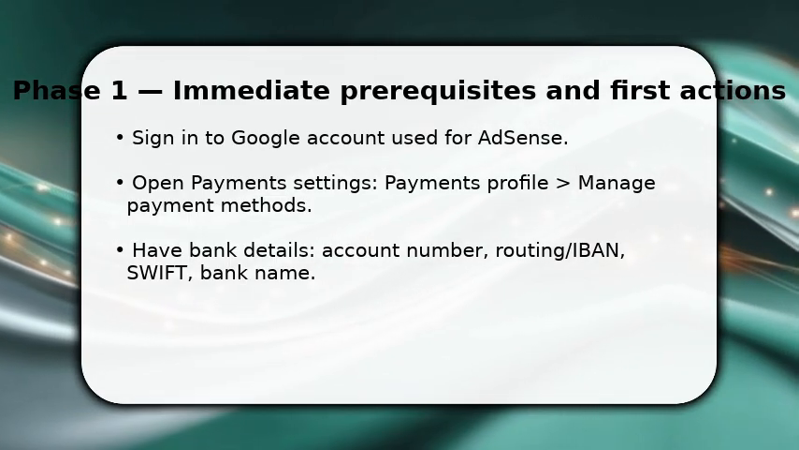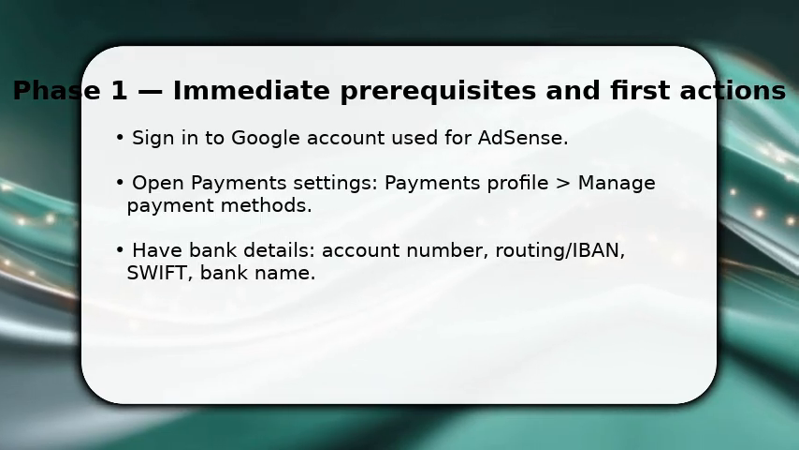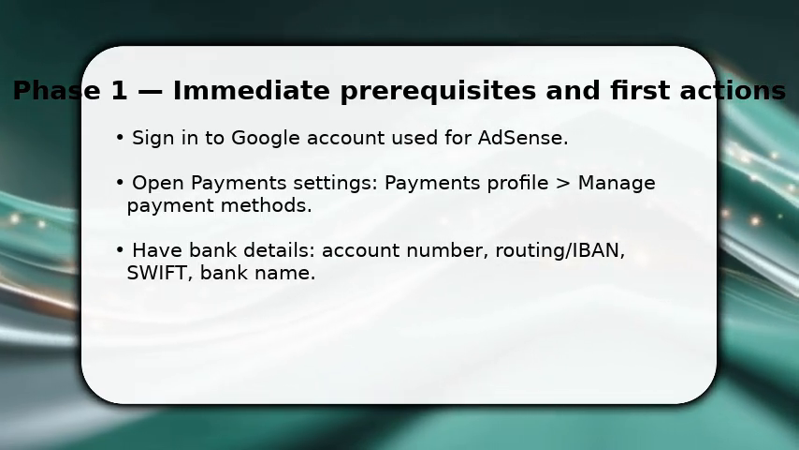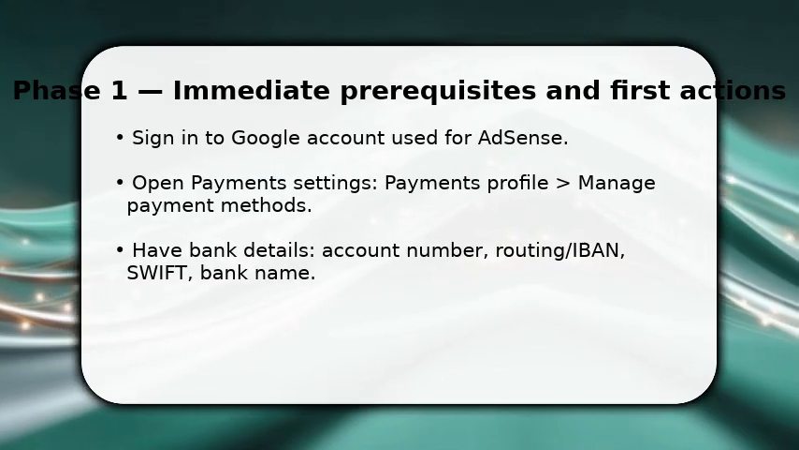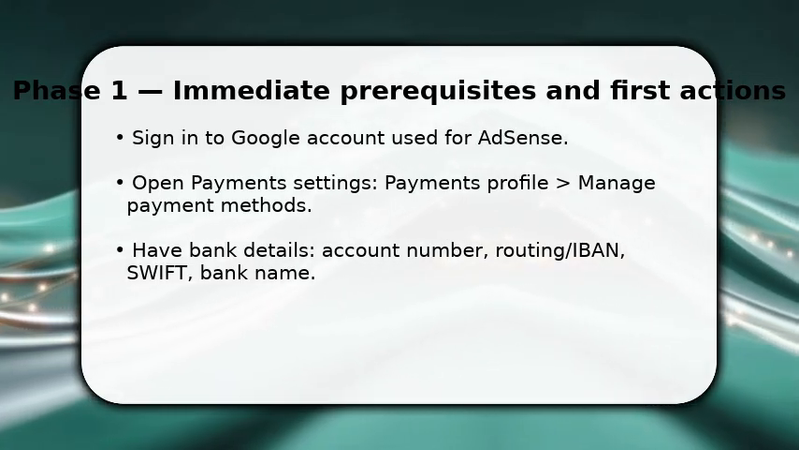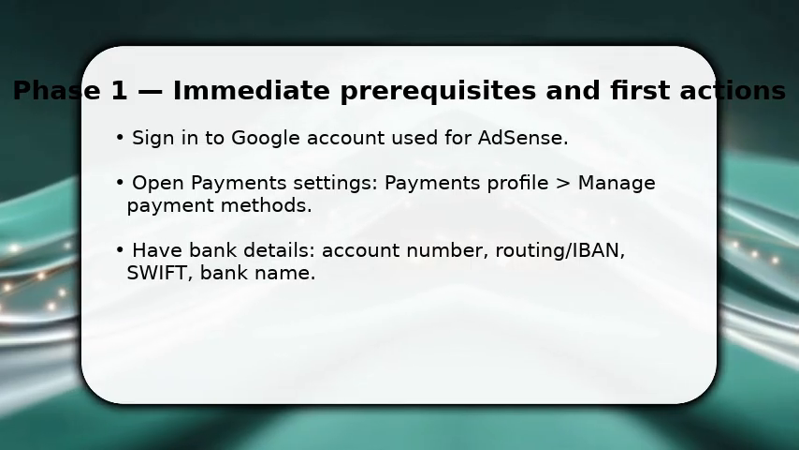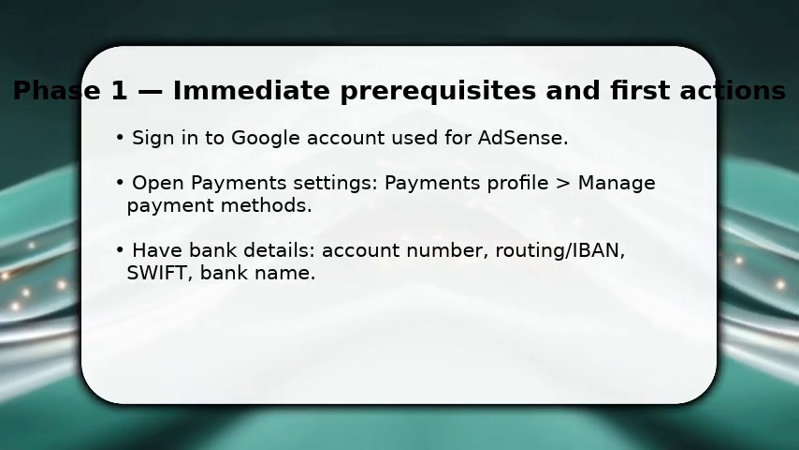Make sure you have your bank account number, routing number or IBAN, the bank SWIFT if international, and the exact bank name and address. Doing this now saves back and forth delays when you add or verify a new account. Proceed to add a new payment method when ready.